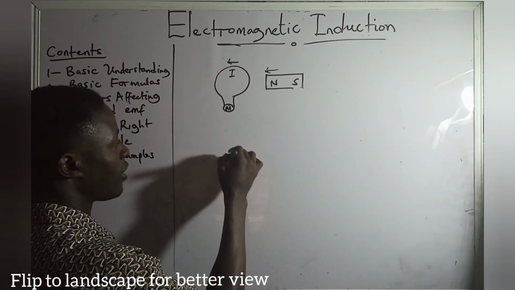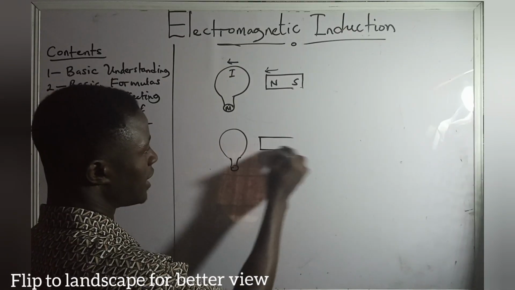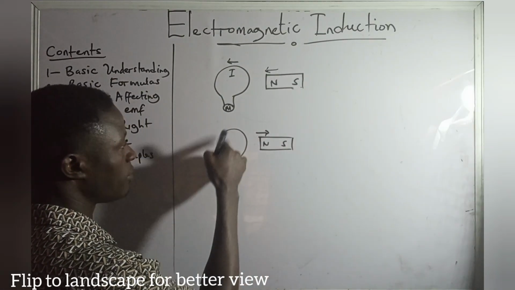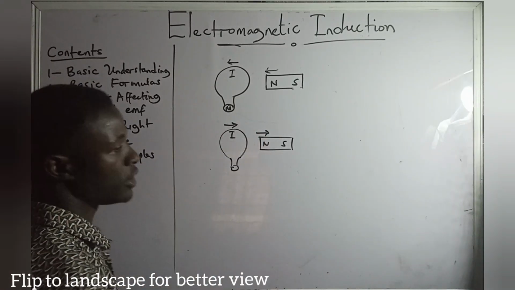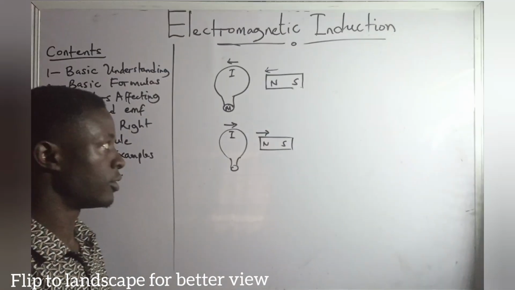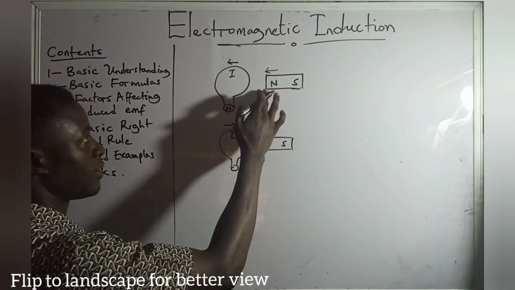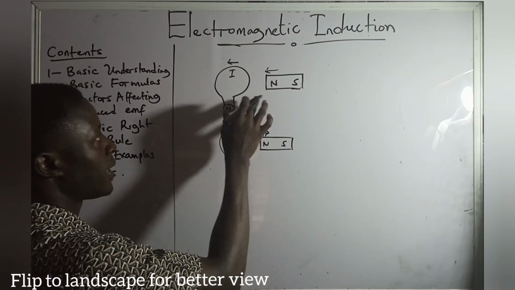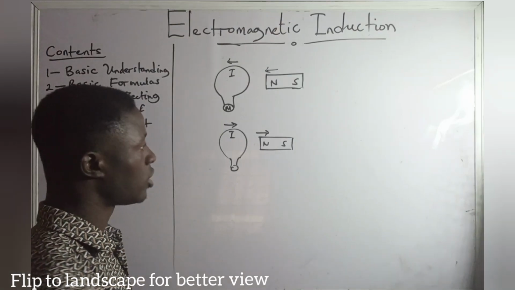If I have a coil of wire like this and a bar magnet close to it like this, if I move the bar magnet away from this coil of wire, then the induced current is going to flow in the opposite direction. So essentially, the interaction between a bar magnet with its magnetic field and a coil of wire is what brings this electromagnetic induction.